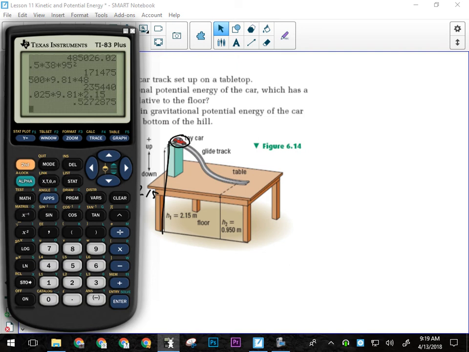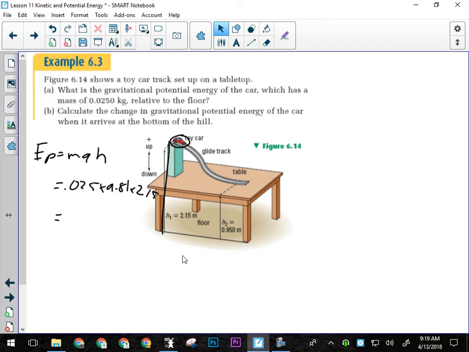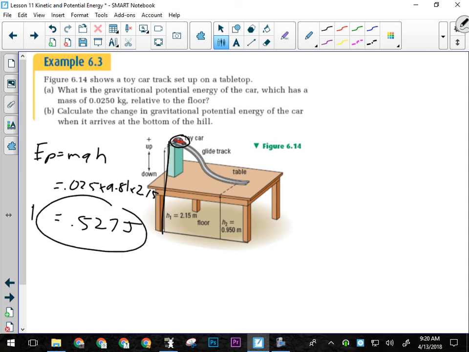All right, so I've got 0.527 joules. So not very much energy because it's not a very big car. All right, calculate the change in gravitational potential energy of the car when it arrives at the bottom of the hill. This is my initial potential energy because it's the top of the hill. Okay, I want to find the change.